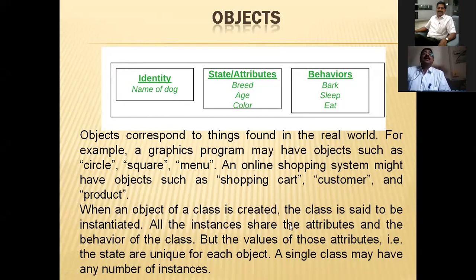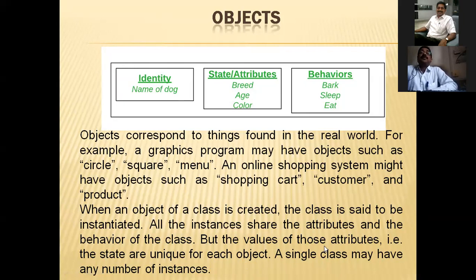When an object of a class is created, the class is said to be instantiated. So when we create the object, the class is said to be instantiated. So the class may have different objects, and those objects are instances of that class. All the instances share the attributes and the behavior of the class, but the values of those attributes, that is the state, are unique for each object.